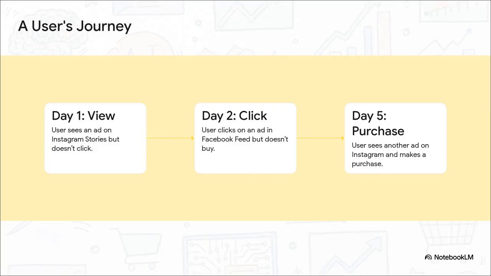Let's walk through a real-world journey to make this click. Imagine this. Day 1, someone's scrolling Instagram stories. They see your ad, but just keep on swiping. No click. Day 2, they're on their Facebook feed. They see another one of your ads, and this time, they click. They poke around your website, but then they leave. No purchase. Fast forward to day 5. They see another ad, and this time, they finally buy. So the big question is, which ad gets the credit for that sale?